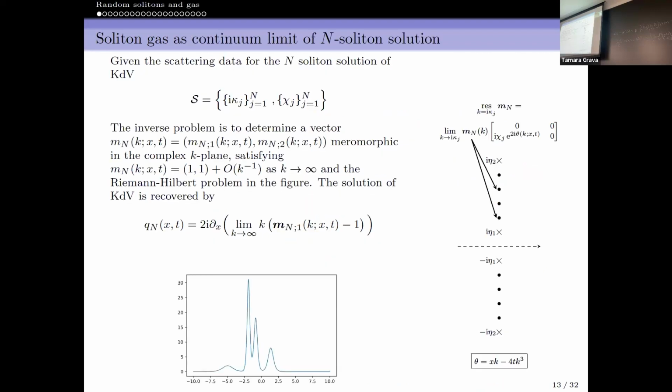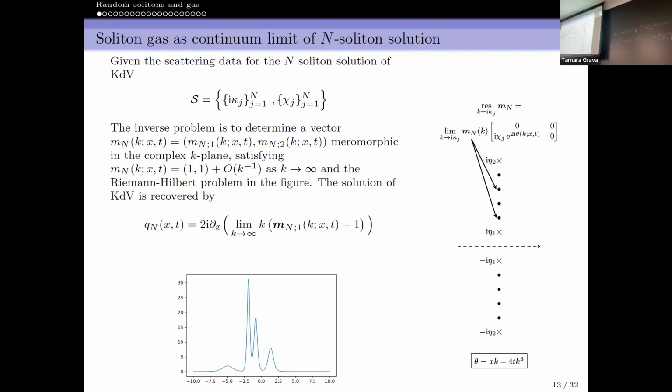Okay, so let me explain what I'm doing. There are many ways we can take a large set of solitons, and the way we are choosing is the following. We start from the inverse problem. The inverse problem for the soliton solution is the following: you need to find a vector m which has two entries. This vector m as a function of kappa is a meromorphic function in the complex plane, which goes to 1 as kappa goes to infinity, and it has some residue conditions, so it satisfies this boundary value problem.